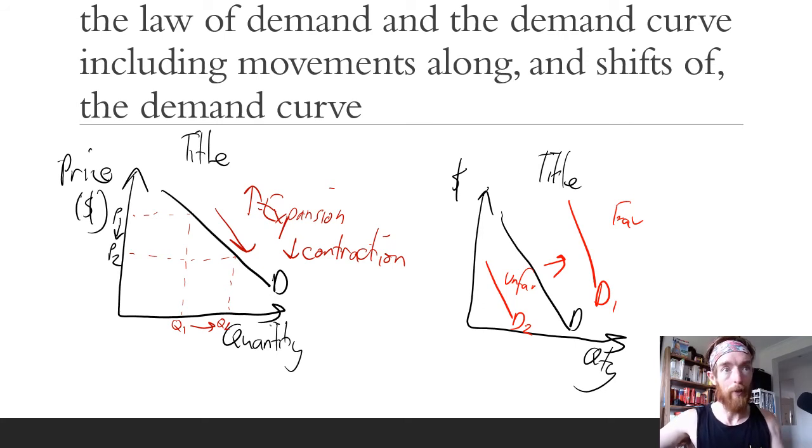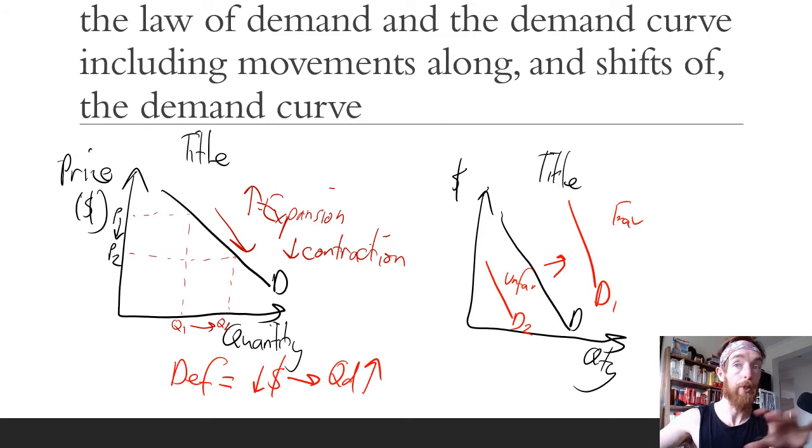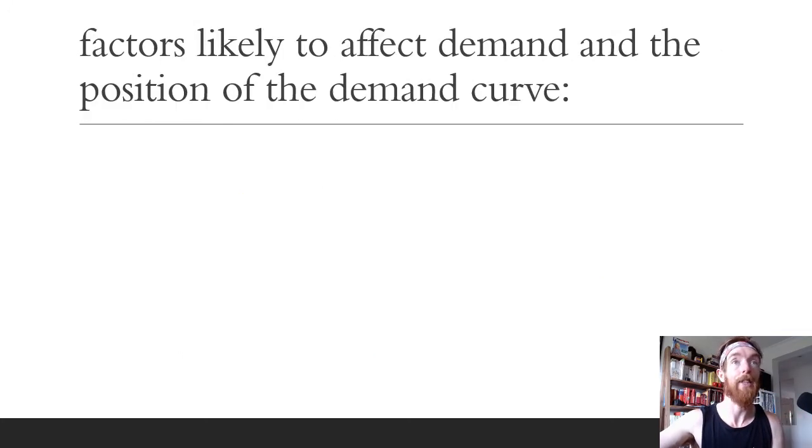You also need to know the law of demand is that as price decreases, quantity demanded increases. If you can put that into words, that's the full definition. You can do it the opposite way as well: when price increases, quantity demanded decreases. Either way, that's what you need as a definition. Then we've got factors likely to affect the demand and position of the demand curve.